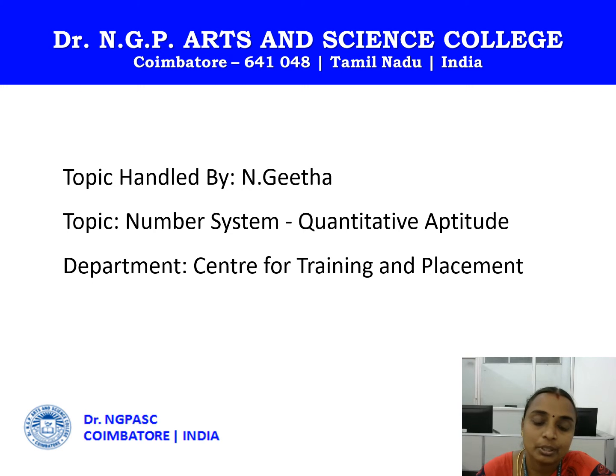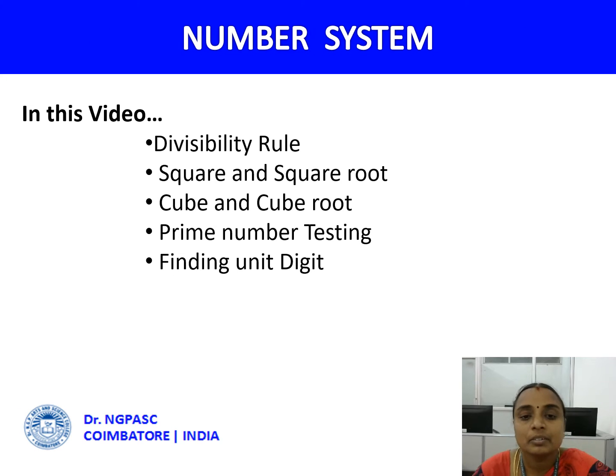So today we are going to discuss the topic number system in quantitative aptitude. In number system, we are going to see a lot of numbers we know, that is whole numbers, integers, like that. These processes are very easy. Today we are going to see the shortcut of divisibility rule, square and square root, cube and cube root, prime number testing, and finding the unit digit. In number system, these topics are very easy and we have to solve them easily.